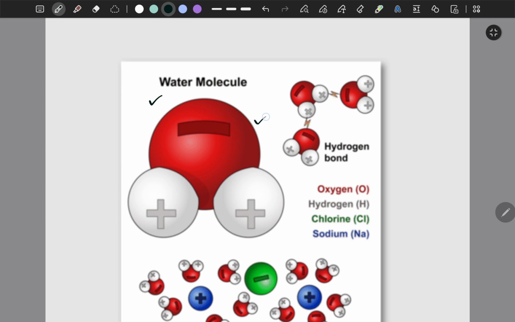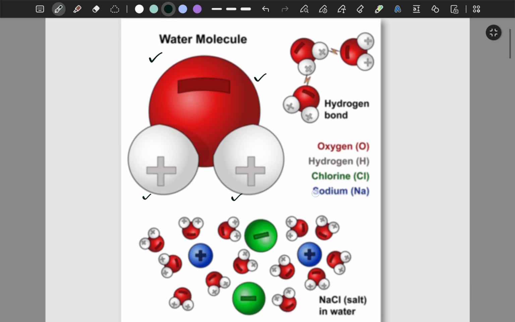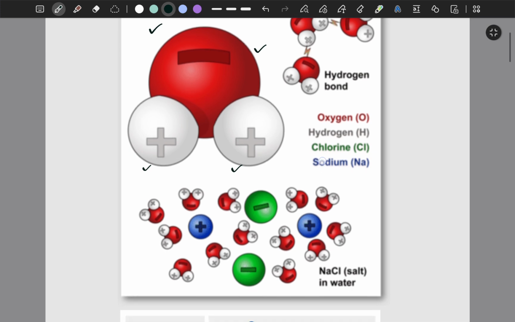Oxygen is highly electronegative. So this gives a partial negative charge to the oxygen and partial positive charges to the hydrogen atoms. Now, if we place one spoonful of table salt, sodium chloride, in water, what happens?